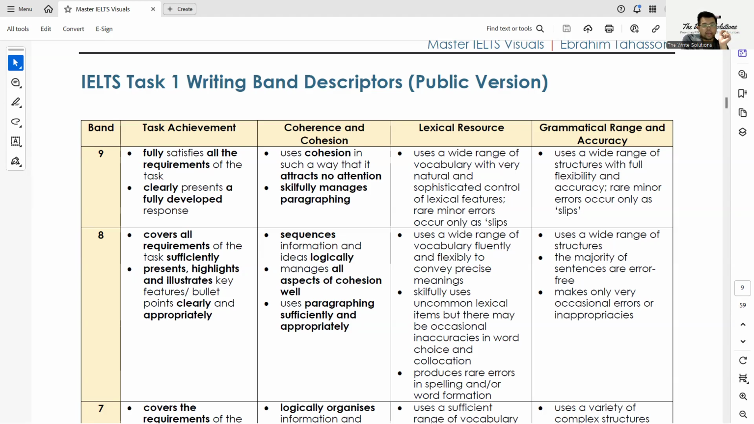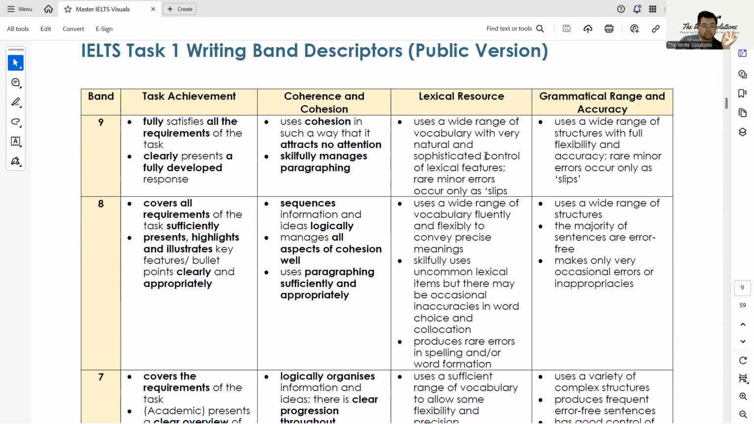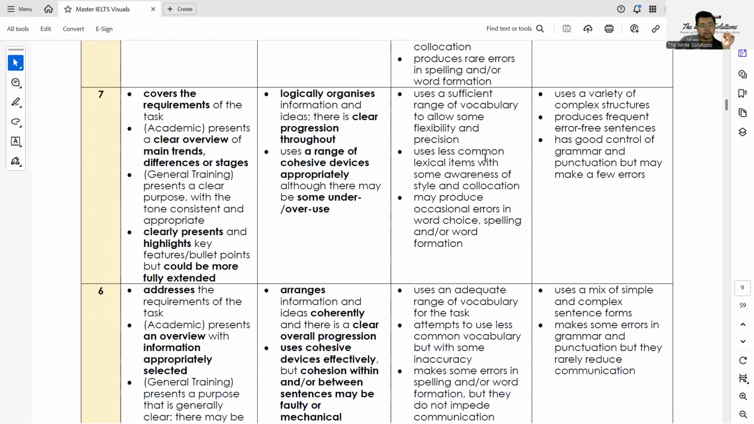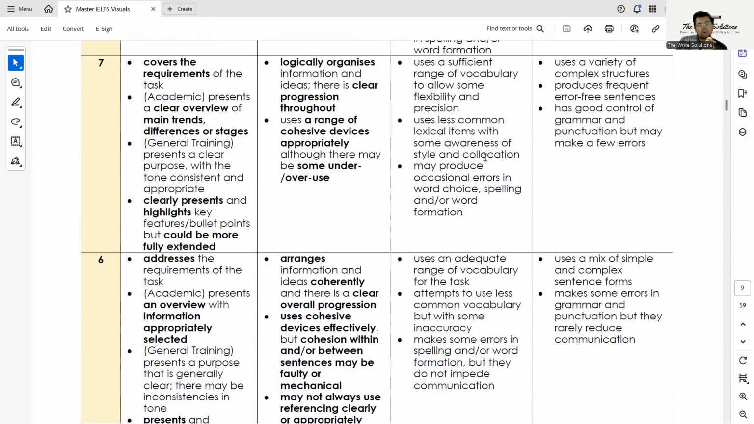If you have a band level 8, it covers all requirements of the task sufficiently, and presents, highlights, and illustrates key features. I would refrain from bullet points. I usually would do full sentences, since it's more formal that way. Then we get lower. Band 7 covers all the requirements, has an overview and the main trends, but could be more extended. You're missing some parts: some features, some statistics, some numbers.